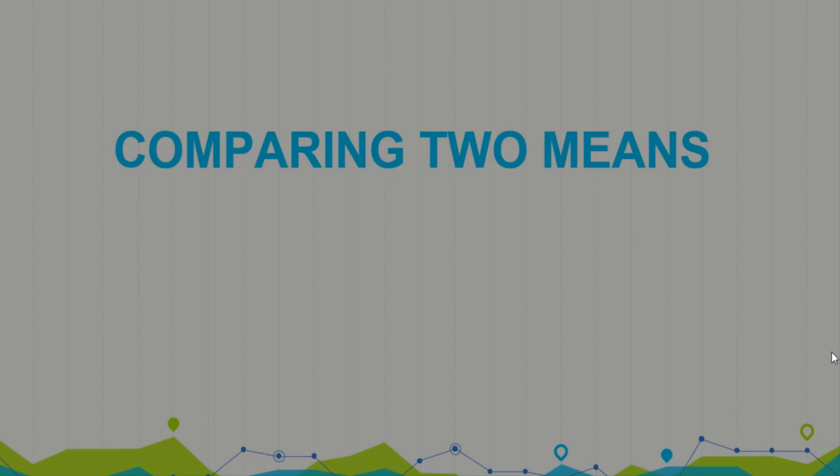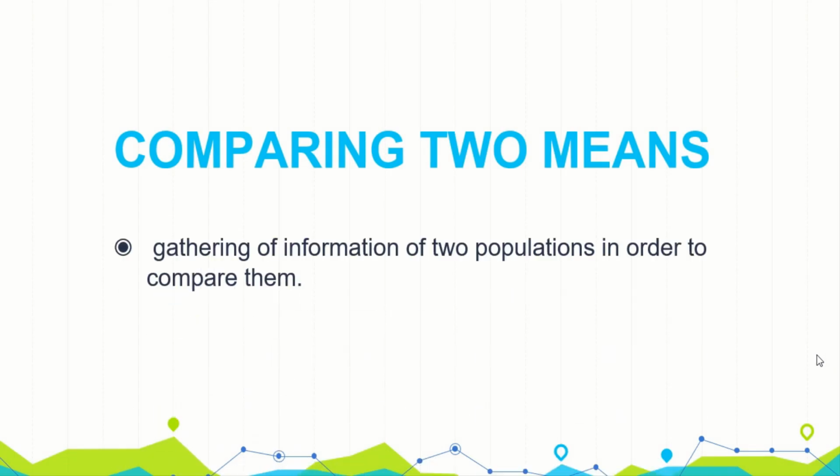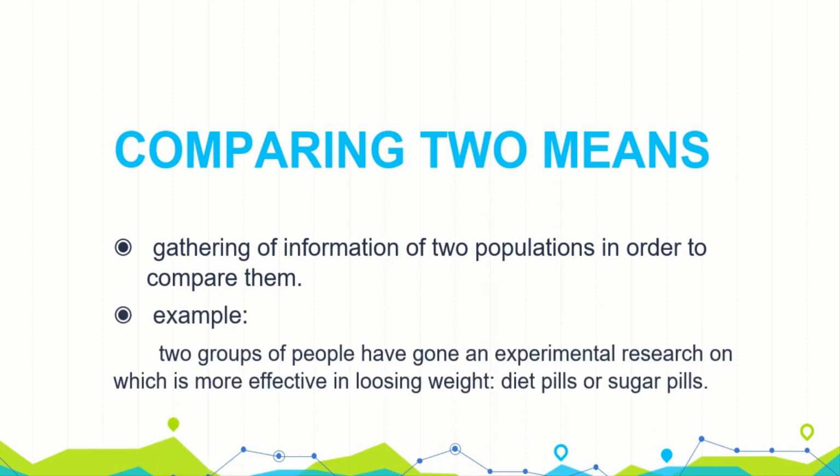Now, what is comparing two means? It means gathering information from two populations in order to compare them. For example, if we take two groups of people and randomly assign one group a program of dieting pills and the other group a program of sugar pills, which they think will help them lose weight, then if the people who take the dieting pills lose more weight than those on the sugar pills, we can infer that the diet pills cause the weight loss.